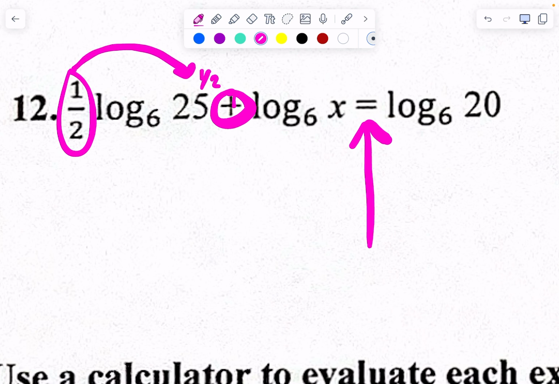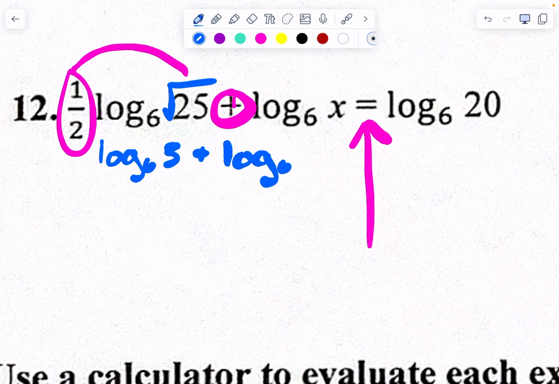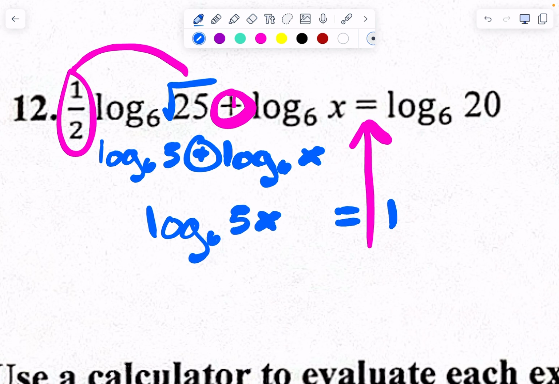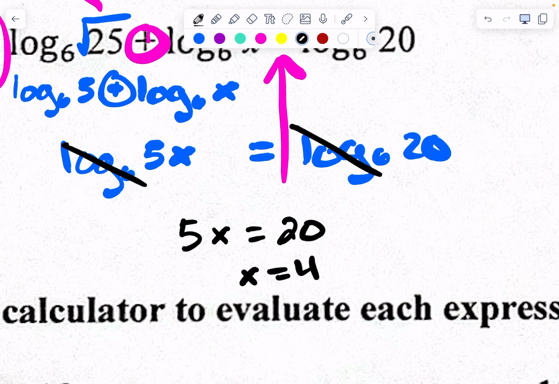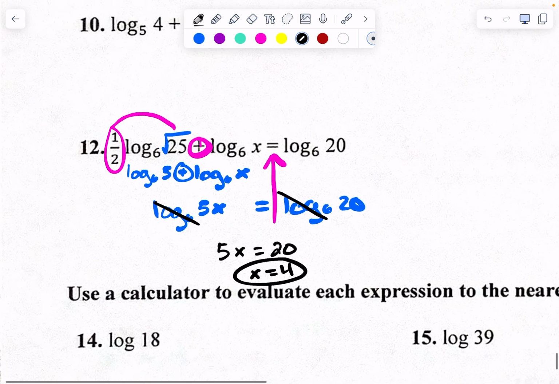Of the 25. What does it mean when it says 25 to the half power? The square root. So this says log base 6 of 5 plus log base 6 of x. Plus means multiply. So I have log base 6 of 5x equals log base 6 of 20. Now what? Now I can cancel a log for a log, right? 5x equals 20, so x is 4. Beautiful. Look at how nice and slick that is.